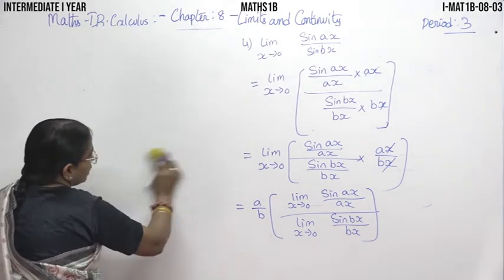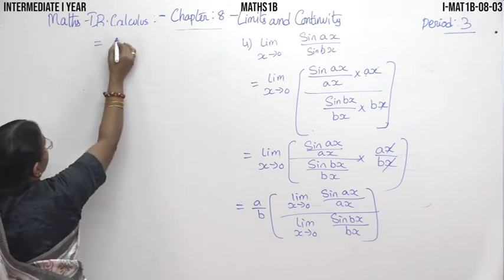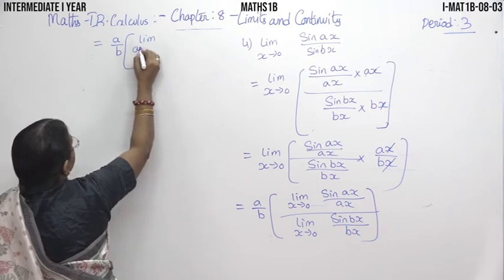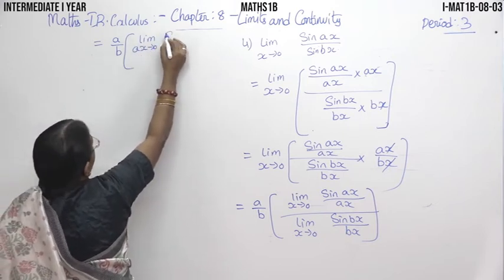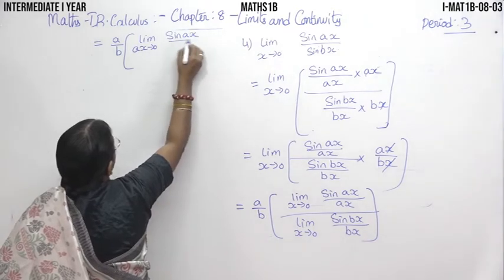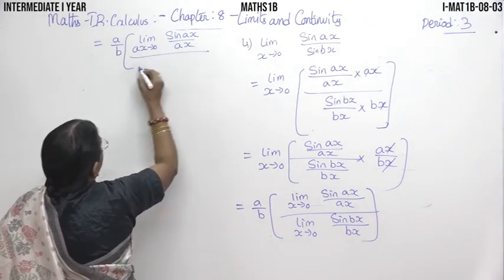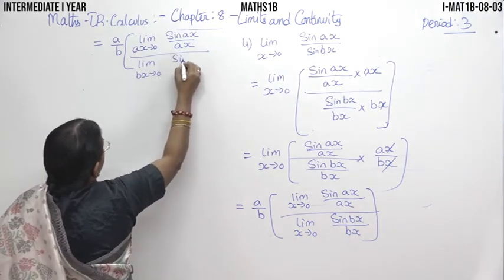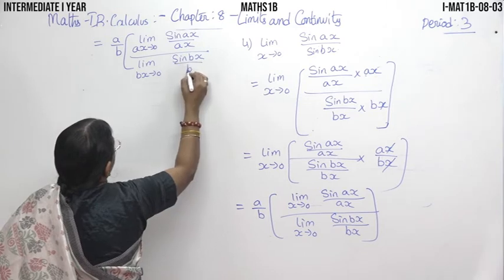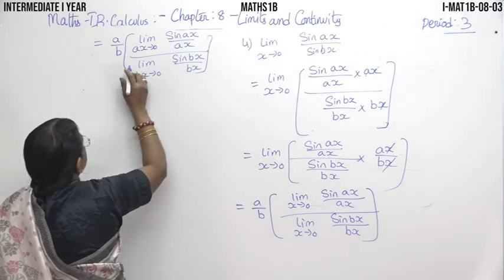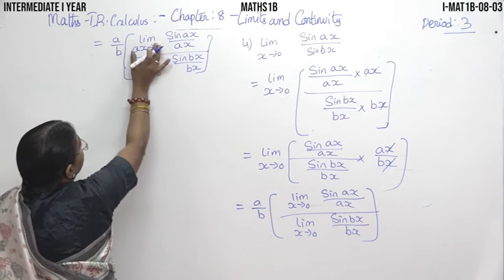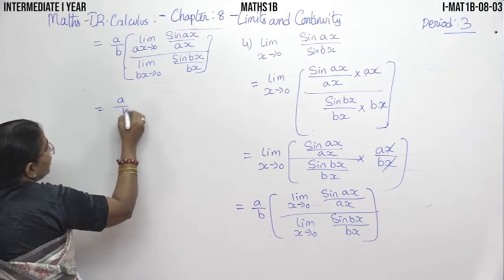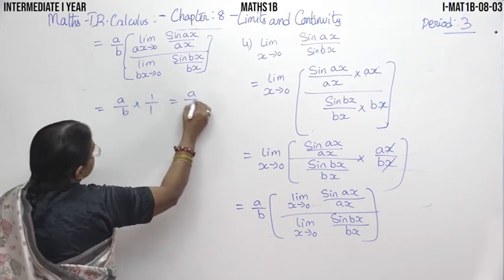And now you can write the limit as 1. So it is equal to a by b into limit of ax tending to 0 of sin ax by ax by limit of bx tending to 0 of sin bx by bx. Now it is in the standard form. All are in the standard form. So it is a by b into 1 by 1, that is a by b.